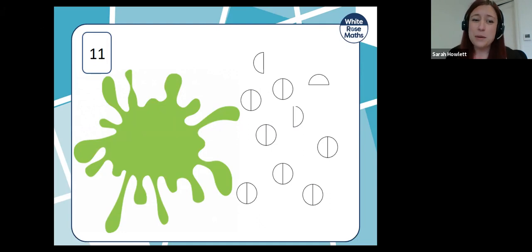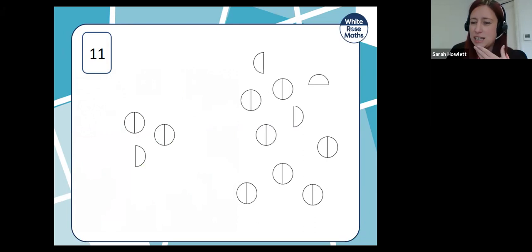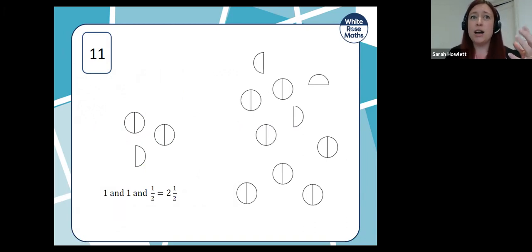So if I kept my same target of 11, but this time I've got fraction images involved, then they really start to think, well, what can I see in the image that's going to help me unpick what could be underneath the splat? So I could have 2 whole ones and 1 half. That would give me 2.5. I could see that some children are either drawing or discussing the fact that we could see that's 1, add 1, add a half.